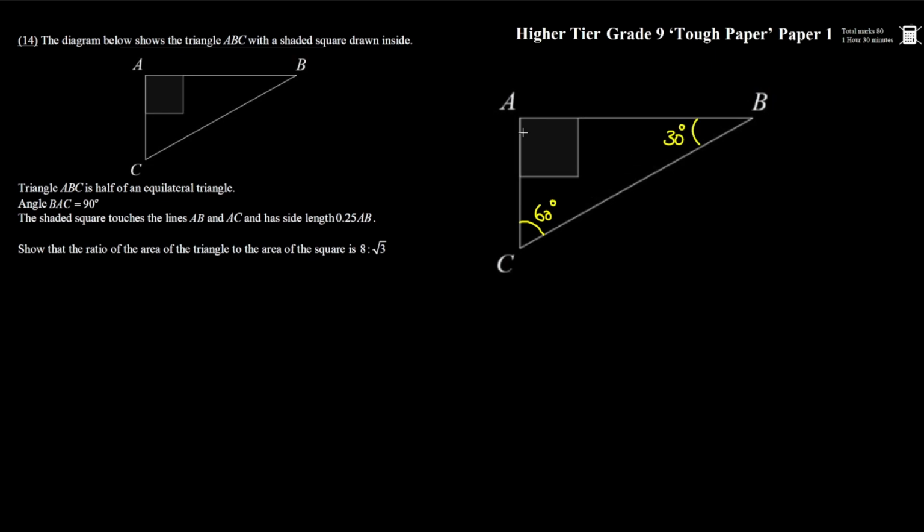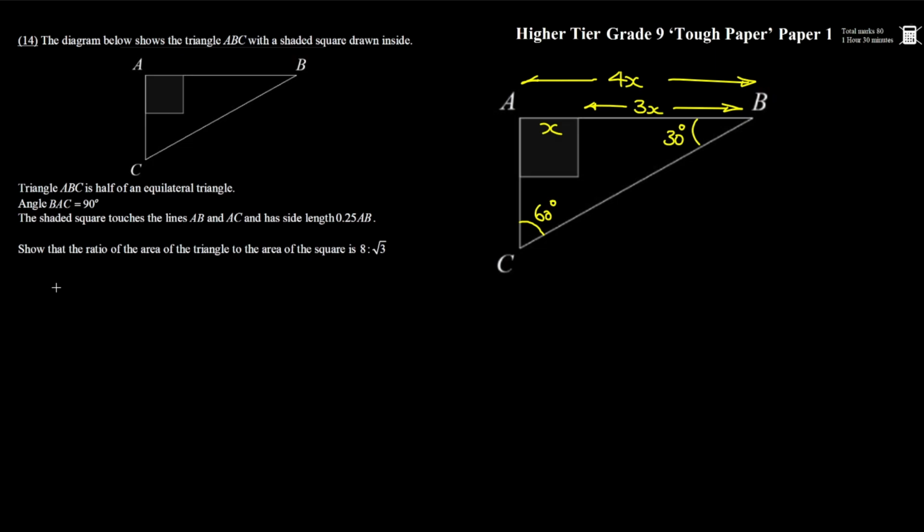And we're told that the sides of the square here are a quarter of AB. So if this side length was x and the length of AB is 4x, which means the length of this remaining bit here is 3x, again, if we need it. So that's put all the information that they've given us on the diagram. Let's see if we can now proceed.